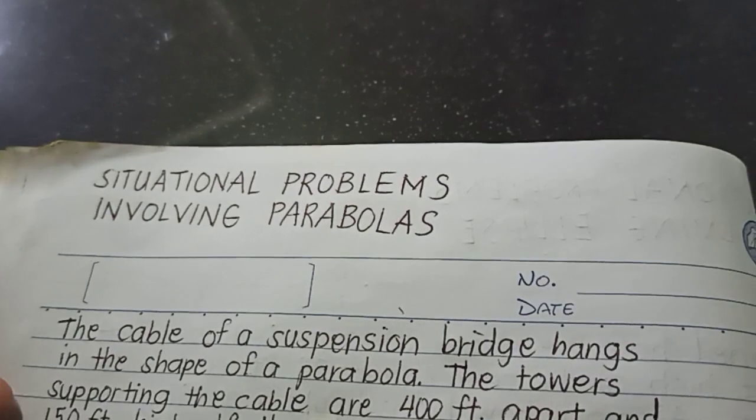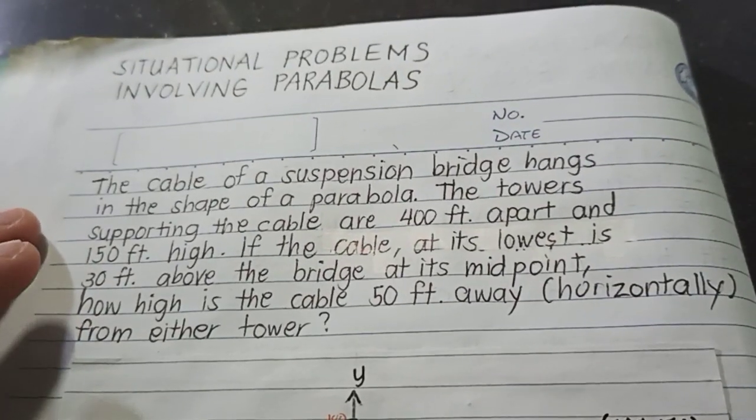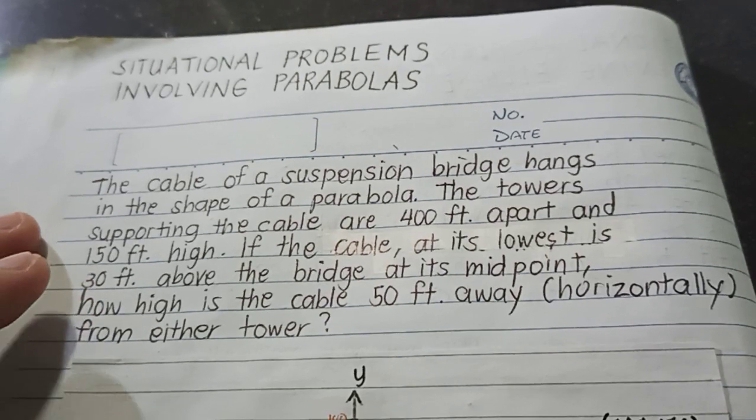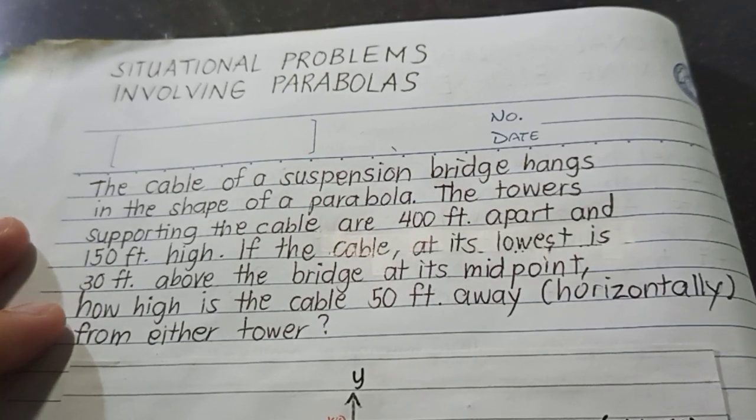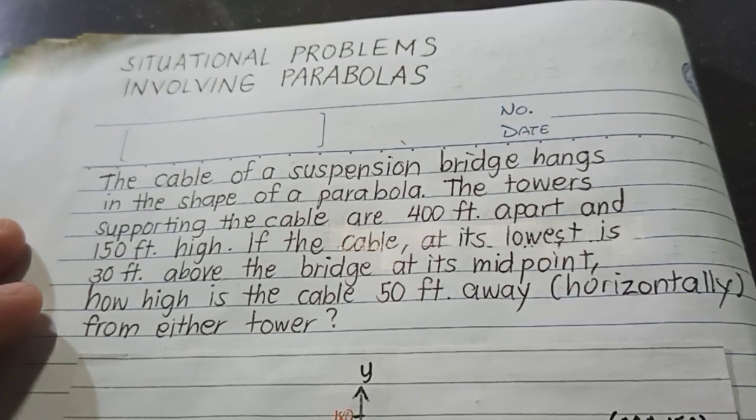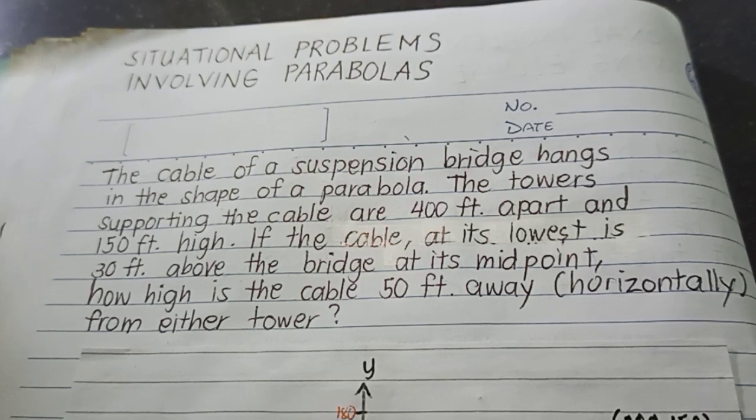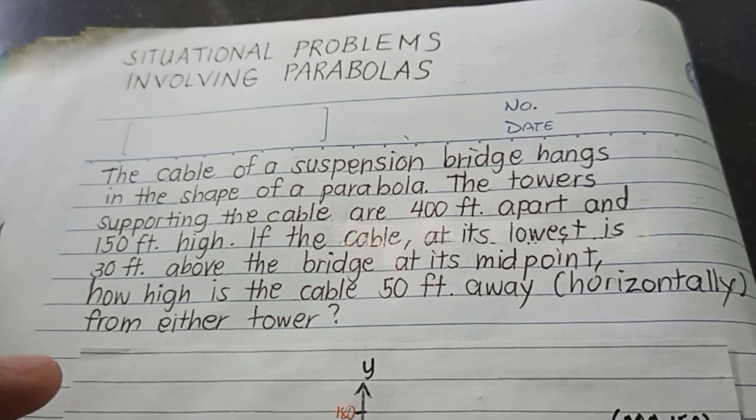Alright, so situational problems involving parabolas. Let me read. The cable of a suspension bridge hangs in the shape of a parabola. The towers supporting the cable are 400 feet apart and 150 feet high. If the cable at its lowest is 30 feet above the bridge at its midpoint, how high is the cable 50 feet away horizontally from either tower?